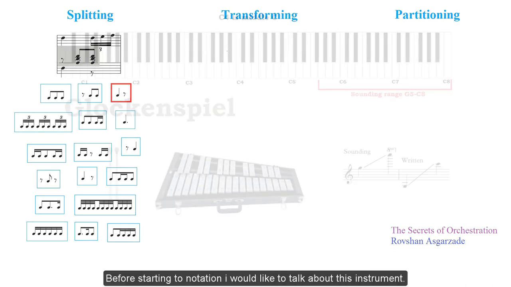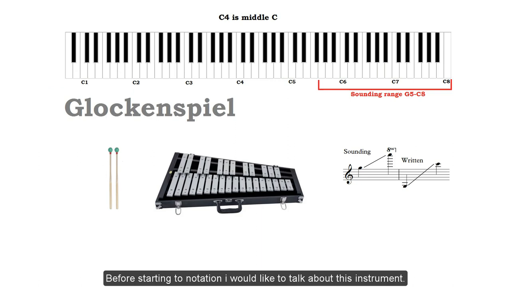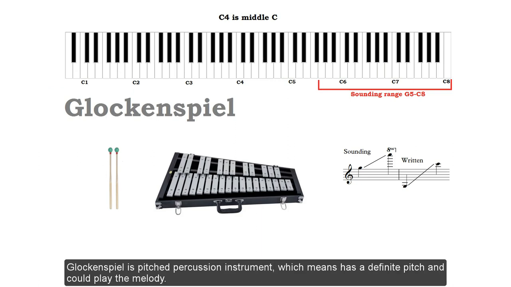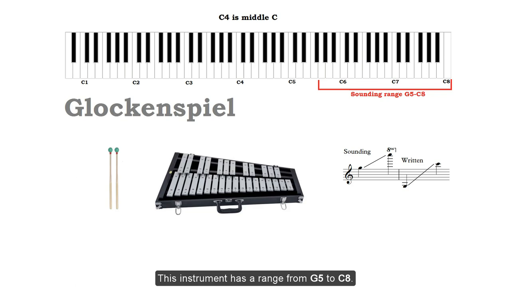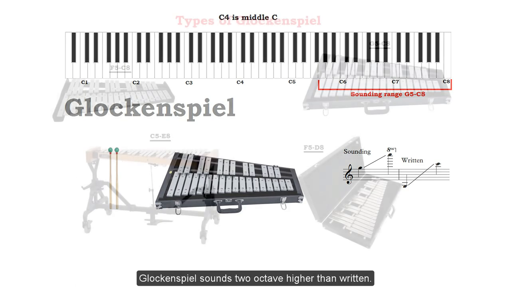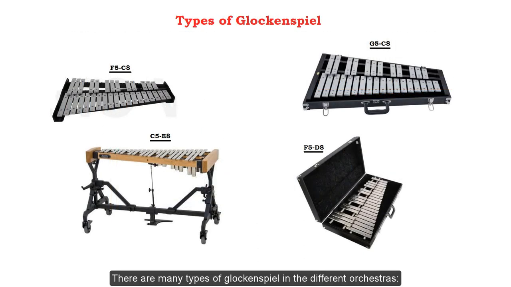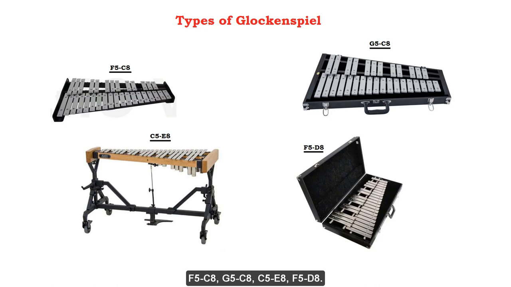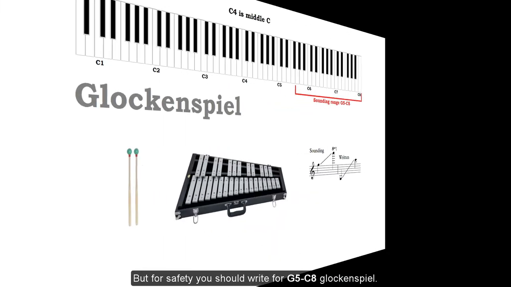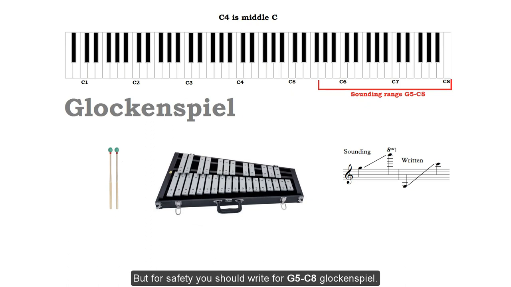Before starting the notation, I would like to talk about this instrument. Glockenspiel is a pitched percussion instrument, which means it has a definite pitch and can play the melody. This instrument has a range from G5 to C8. Glockenspiel sounds two octaves higher than written. There are many types of glockenspiel in different orchestras, with ranges such as F5 to C8, G5 to C8, C5 to A8, F5 to D8. But for safety, you should write for G5 to C8.